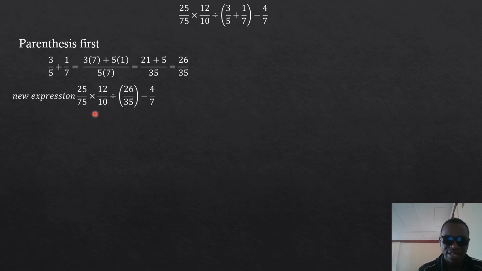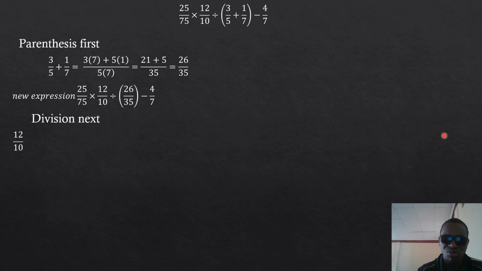Okay, so now our next operation is division. The letter D stands for division according to PEDMAS. The third letter is D. Since there is no exponent, we'll now go to division.